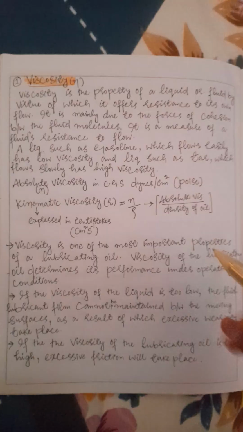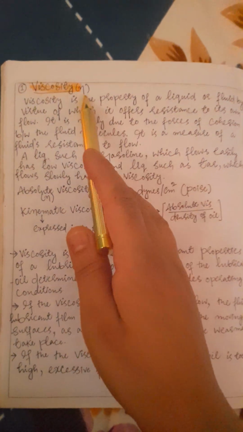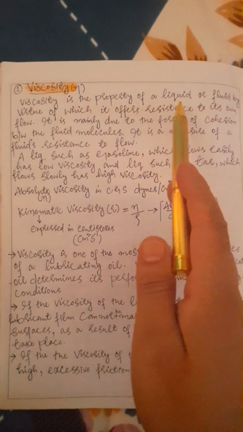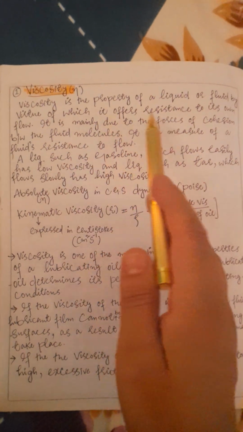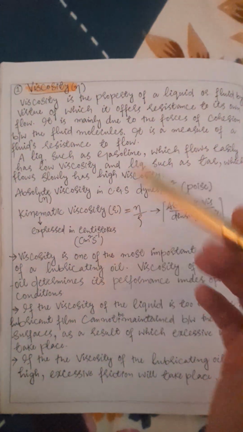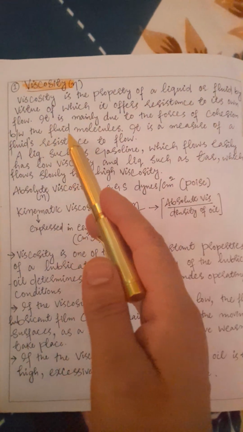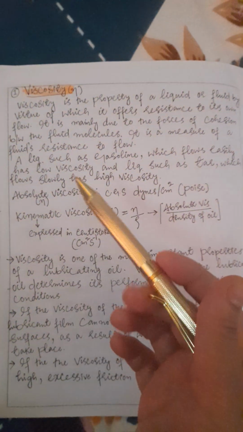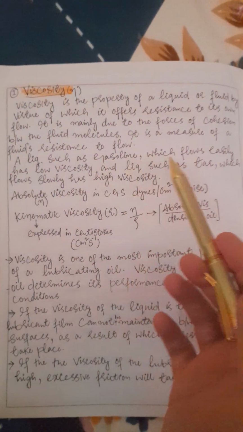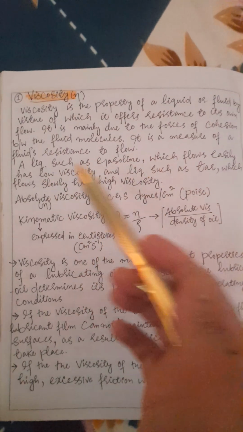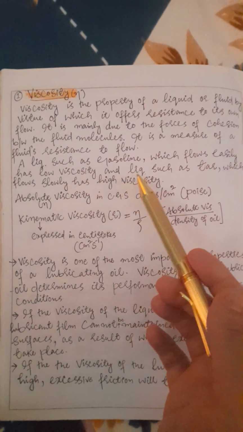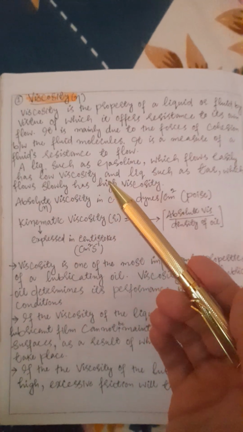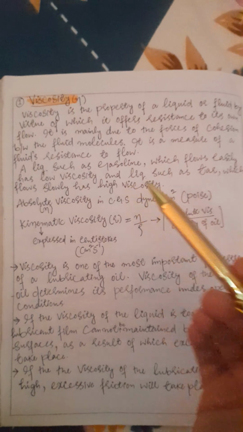So the viscosity, it is denoted by the symbol eta. First of all, we will see what viscosity is. Viscosity is the property of a liquid or fluid by virtue of which it offers resistance to its own flow. It's mainly due to the forces of cohesion between the fluid molecules. It's a measure of a fluid's resistance to flow. For example, we have gasoline, which flows easily. Why does it flow easily? Because it has low viscosity. And liquids such as tar flow slowly. Why does it flow slowly? Because it has very high viscosity.